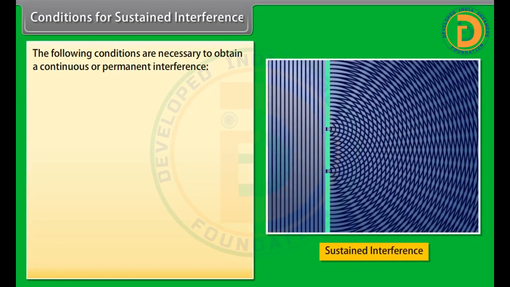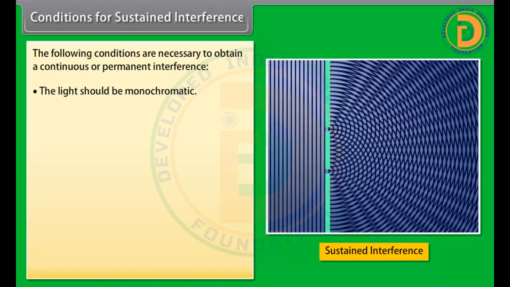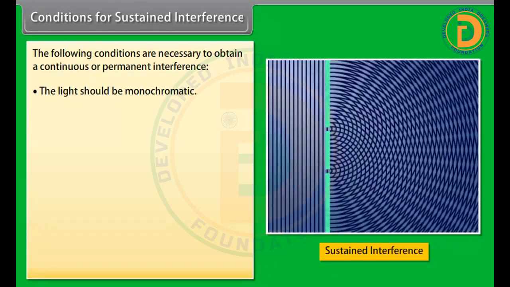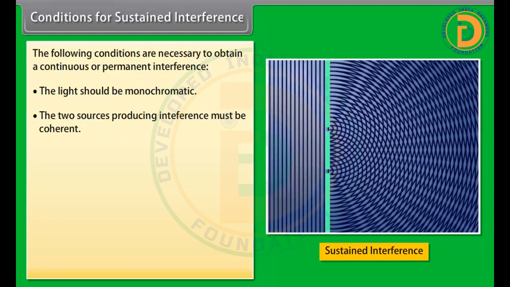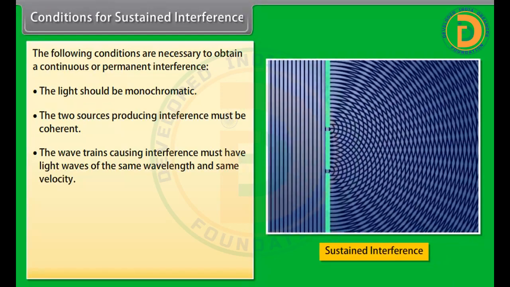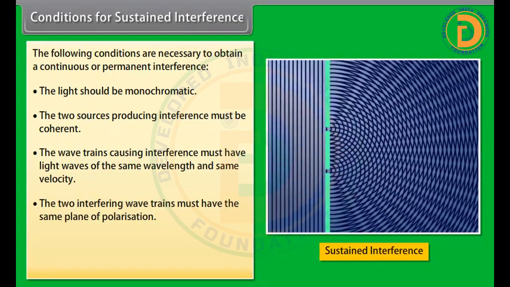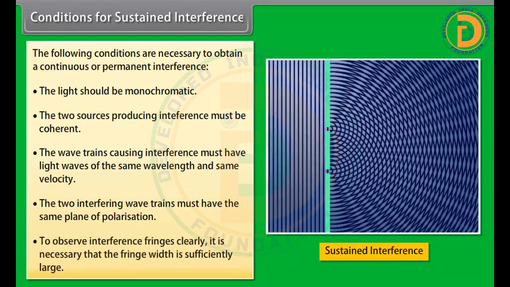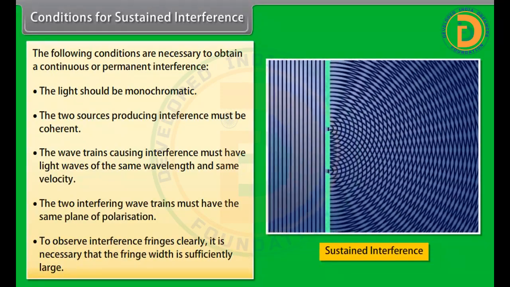Conditions for sustained interference. The following conditions are necessary to obtain a continuous or permanent interference. The light should be monochromatic. If this is not so, the fringes of different colors will overlap. The two sources producing interference must be coherent. The wave trains causing the interference must have light waves of the same wavelength and same velocity. The two interfering wave trains must have the same plane of polarization. To observe interference fringes clearly, it is necessary that the fringe width is sufficiently large.